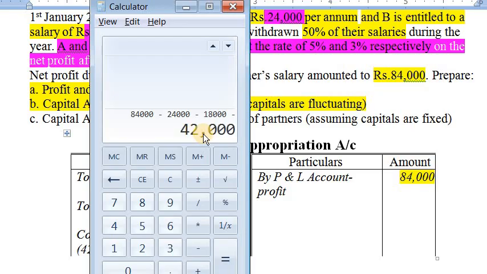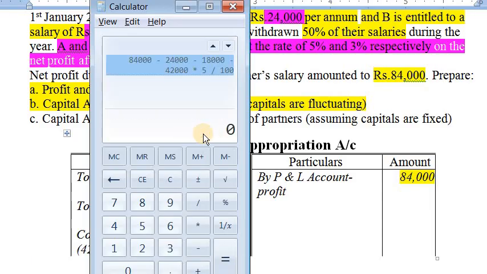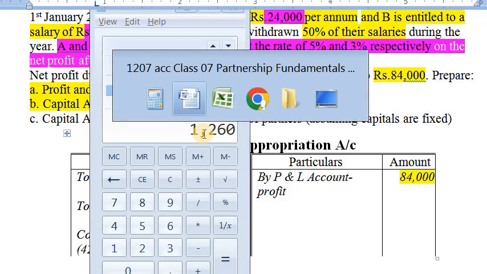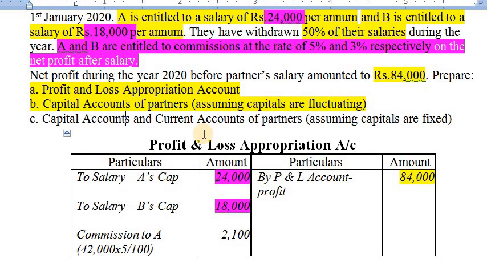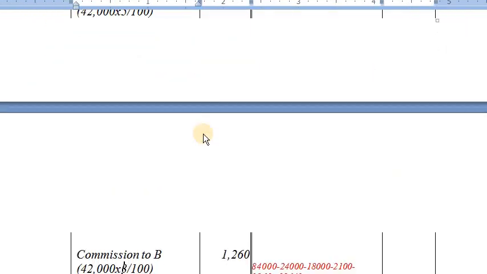42,000 into 5 by 100 is 2,100, and again 42,000 into 3 by 100 is 1,260. So 2,100 and 1,260 are given to A and B as their commission.